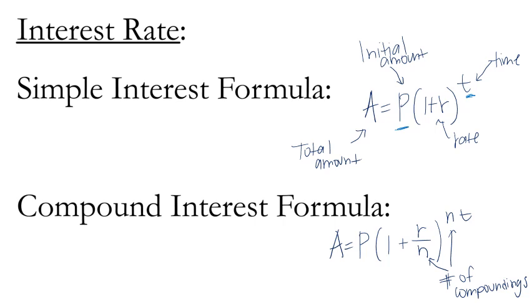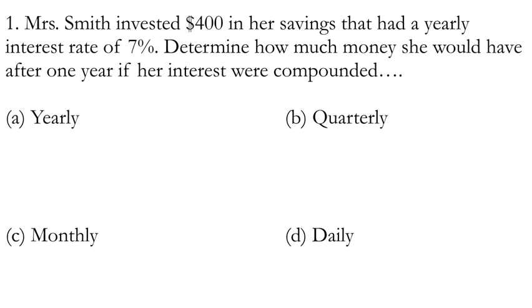Okay, so let's go ahead and use these. Here's an example. Mrs. Smith invested $400 in her savings that had a yearly interest rate of 7%. Determine how much money she would have after 1 year if her interest were compounded yearly, quarterly, monthly, and daily. So 400 here would be our P value, our initial value. 7% would be our rate, which remember we want to write as a decimal, so this would be 0.07. If we are compounded yearly, that means our N value would be equal to 1.